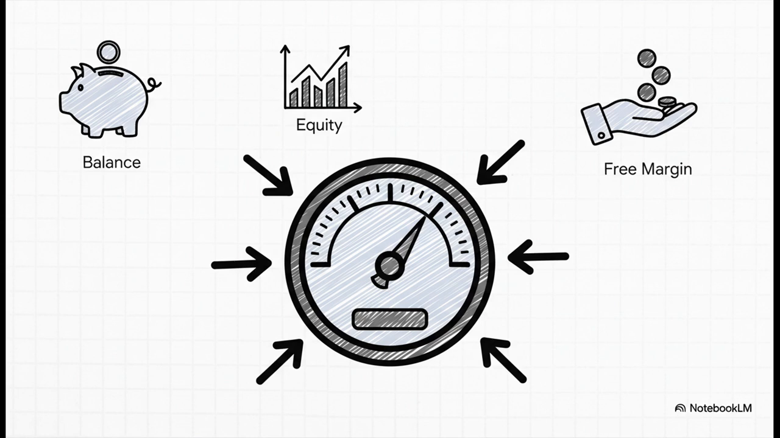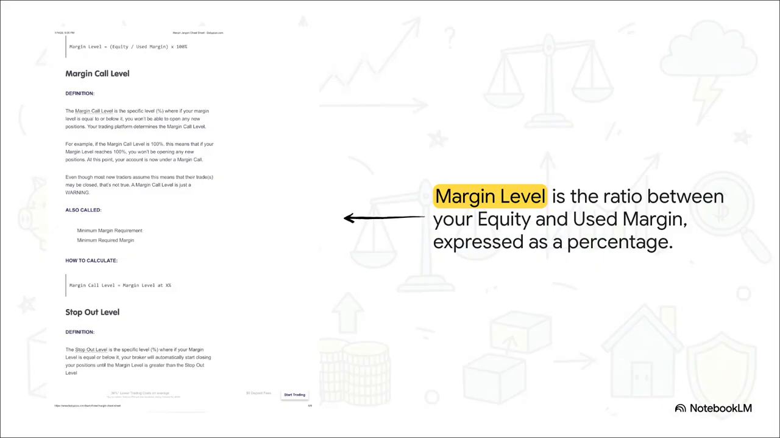This is the ultimate health meter for your account. And that number is your margin level. If you remember only one thing from this, make it this one. Think of your margin level as the fuel gauge for your entire account. The formula is simple. It's your equity divided by your used margin, shown as a percentage. This one number tells you everything you need to know about how you're doing.